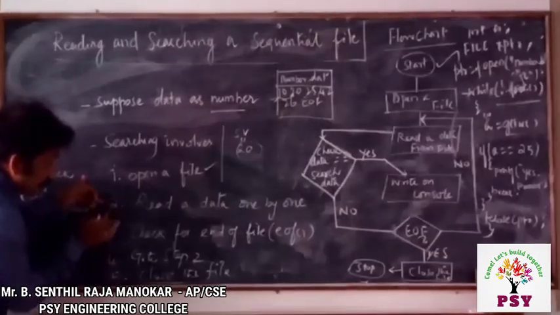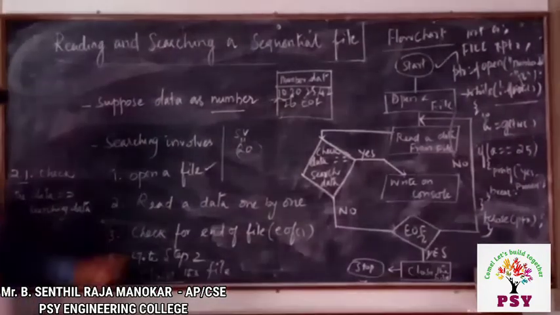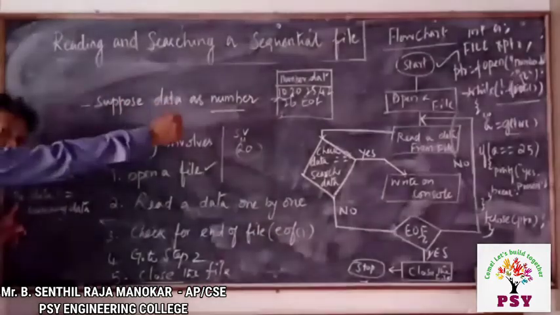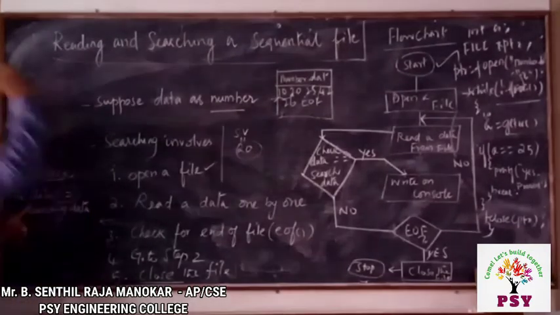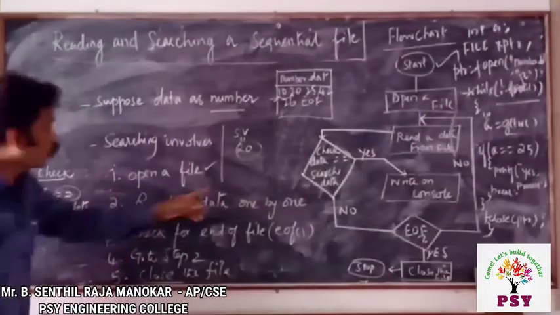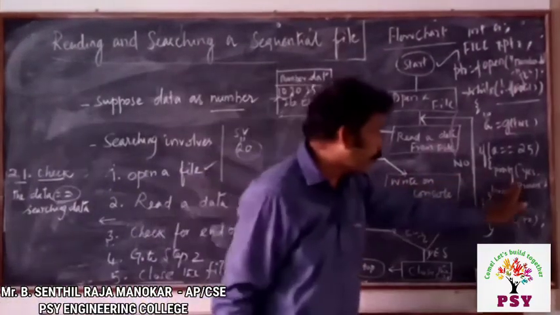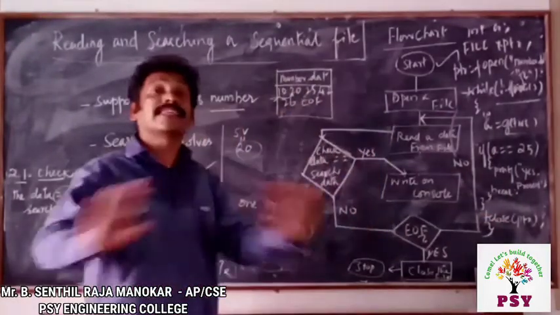Then in between step 2 and step 3, I am going to write step 2.1. That is for searching. After reading the data, I check whether the data in the file and the data we are searching for are equal or not, using the double equal operation. If this operation is true, the value we want to search is there in the file. For example, 20 is there. Then that value has to be printed, meaning yes, present. Then I can stop the process there itself.